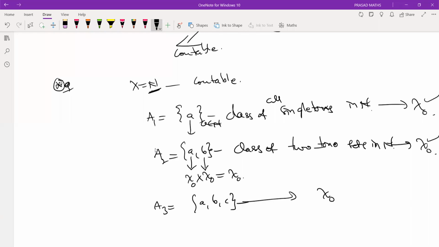This is also Aleph not. Why? Because this can be filled by Aleph not, this can be filled by Aleph not, this can be filled by Aleph not. The total product is Aleph not into Aleph not into Aleph not, Aleph not cube, which is nothing but Aleph not. Therefore, this is also countable.